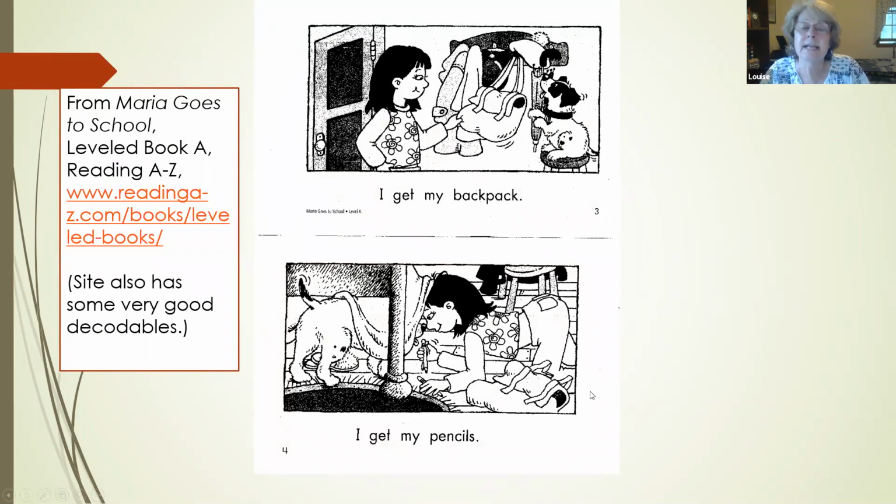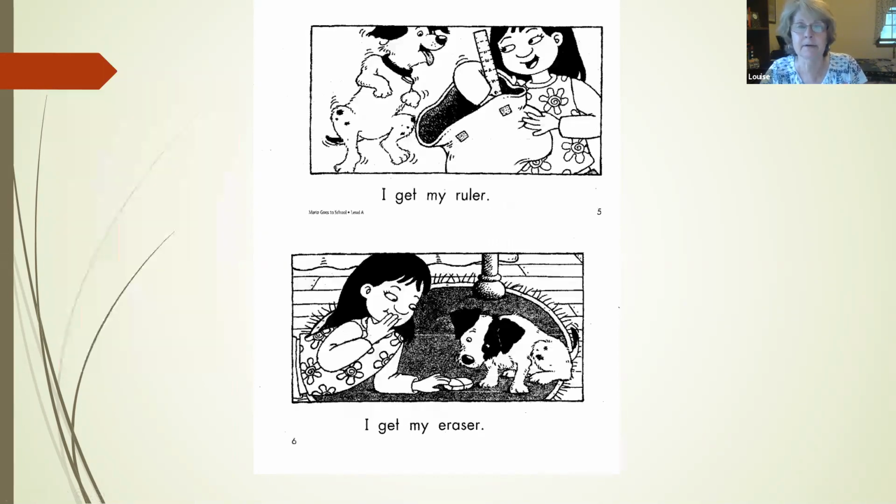So here's an example of a predictable text from the Reading A to Z website. This site also has some very good decodables, but this is not what I'm showing you here. These are the leveled readers. In the Maria story, the text says, "I get my backpack," showing Maria reaching for her backpack. "I get my pencils," showing Maria with her pencils. "I get my ruler," showing Maria with her ruler. "I get my eraser," shows Maria with her eraser.